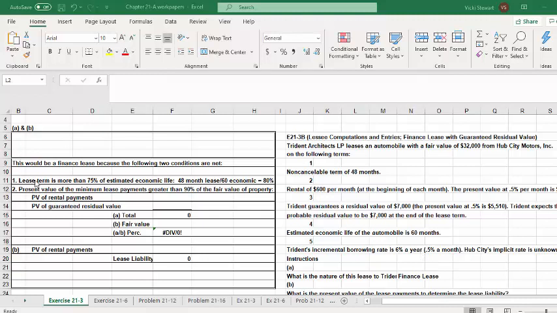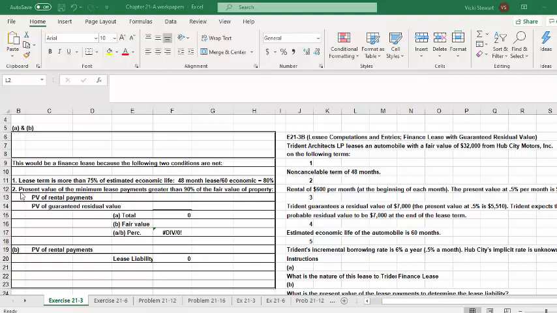So we know that the lease term is more than 75% of the estimated economic life. The lease term is 48 months, and if we divide that by 60 months for the economic life, that gives us 80%. So the lease term is over 75% of the economic life of the automobile. So it would meet that one condition, and it only has to meet one.